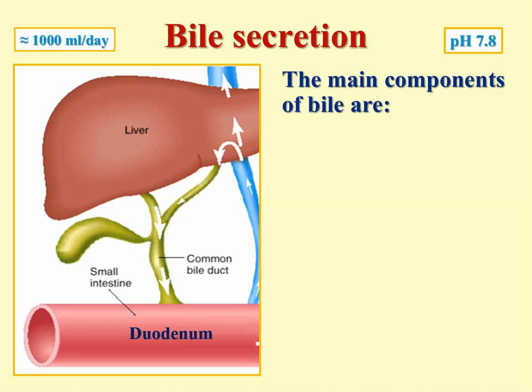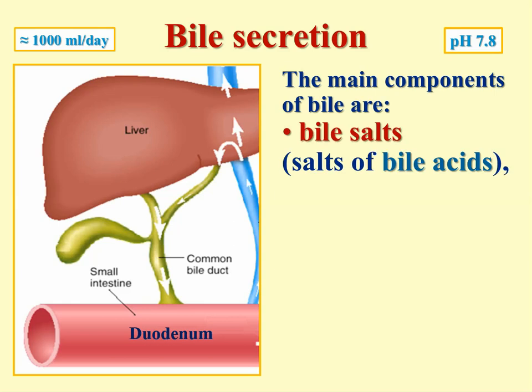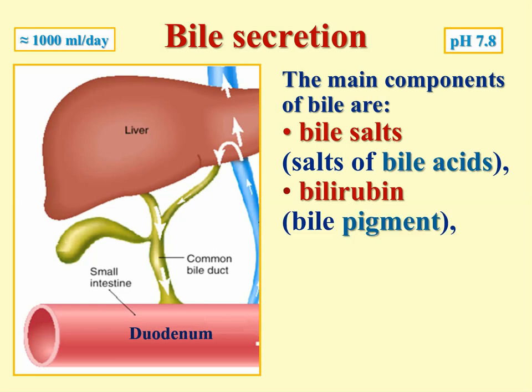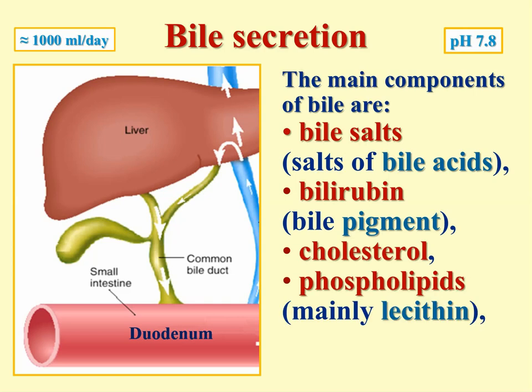The main components of bile are bile salts, which are usually sodium salts of the bile acids. Then bilirubin, bile pigment. As you remember, it is present in the bile only for one purpose, to excrete it out of the body. Then cholesterol, phospholipids, mainly lecithin, and numerous ions, and water. Among ions we can mention, of course, the usual sodium, chlorine, and so on, but it's important that here we have also HCO3 minus ions. And their secretion is also, to a lesser extent, stimulated by secretin.